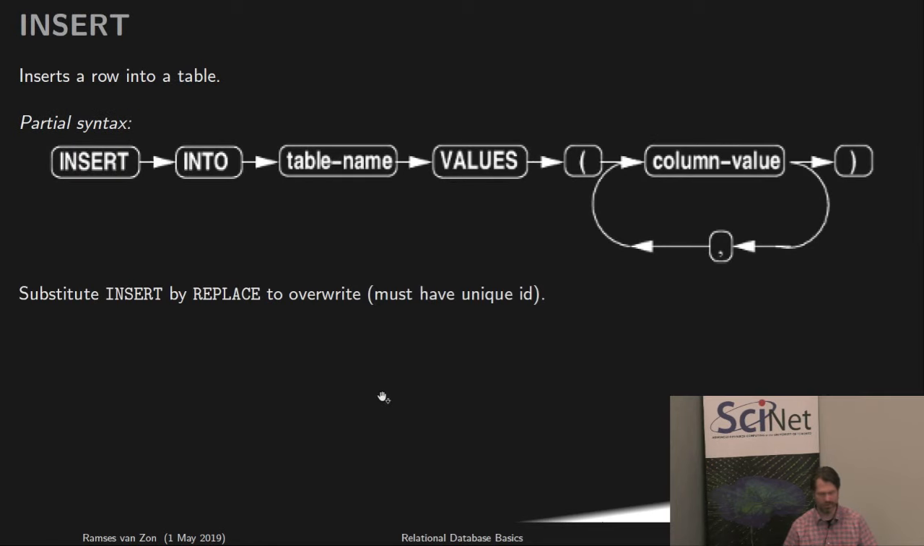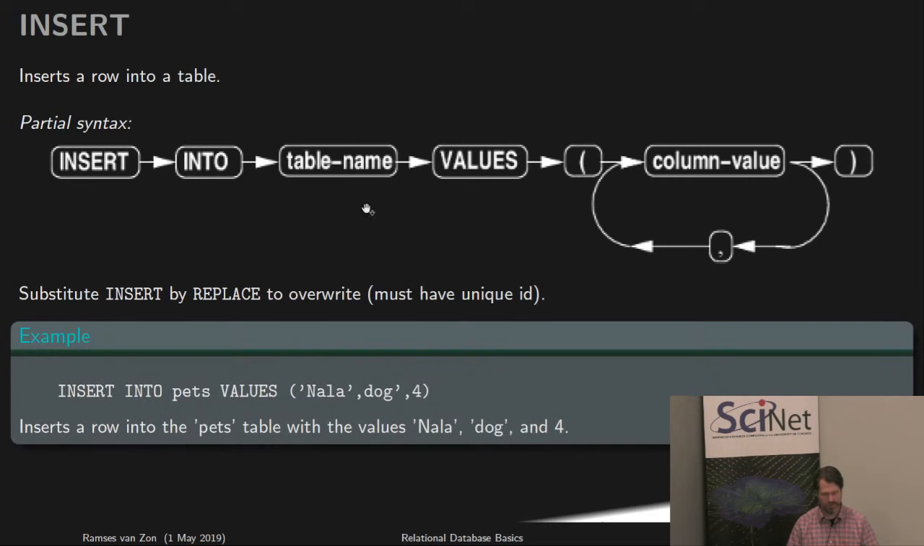You can add one. Now you can insert a row. So we've got our columns. Now we insert a row. So you can say insert into table name values, and then the values between parentheses and comma separated. So insert into pets values Nala, dog, 4. And so that inserts a row with the values Nala, dog, and 4. Okay, that's what we saw in the initial case too.